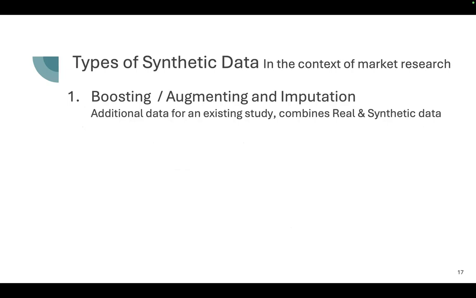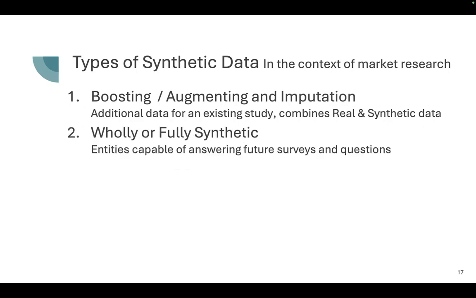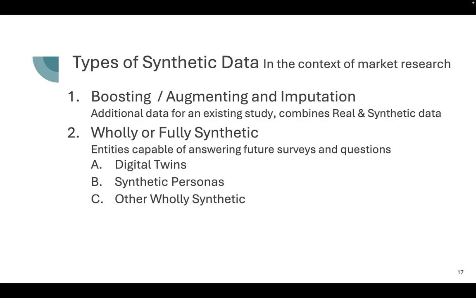And then types of synthetic data in the context of market research. So the first type is boosting, augmenting, imputation. And then we get wholly or fully synthetic digital twins, and we're going to go into these in a lot more detail. We create synthetic personas to represent a group of people. There are other wholly synthetic approaches.